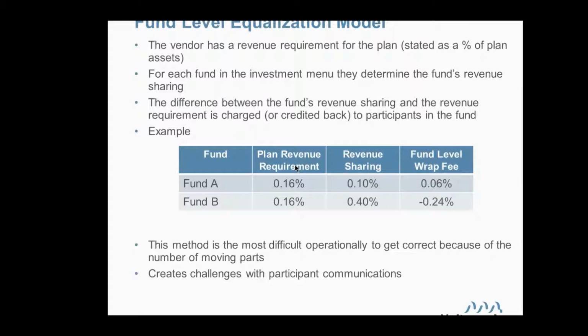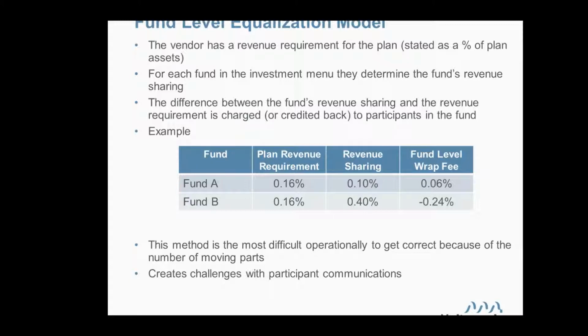Moving on, we have the fund level equalization model. This is by far the most complicated model. In this model, the fund level equalization model, the vendor has a revenue requirement for the plan stated as a percent of plan assets. For each fund in the investment menu, they determine the fund's revenue sharing. The difference between the fund's revenue sharing, or lack of revenue sharing, and the revenue requirement is charged to the individual fund or credited back to the individual fund.